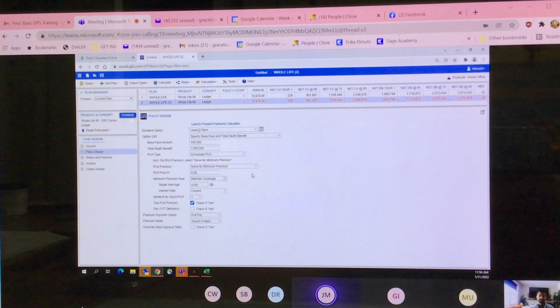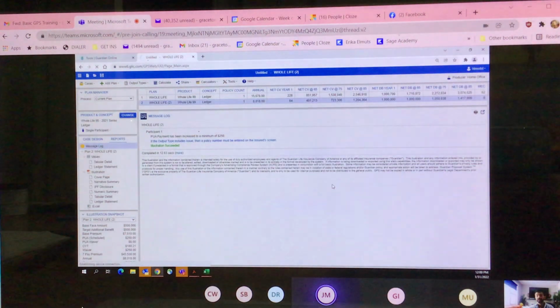I'm going to leave everything else the same. I haven't changed anything else. Calculating the same contract, we're going to see a couple of extra columns. Well, not extra, different, let's call it.